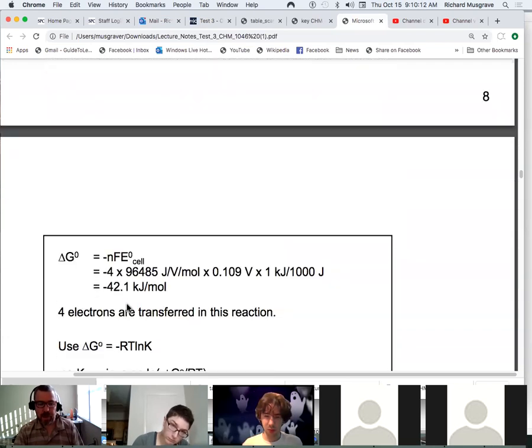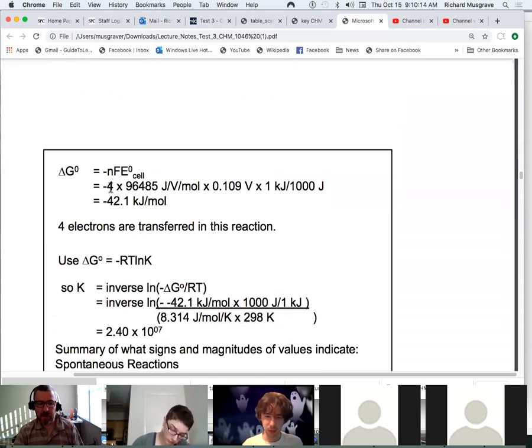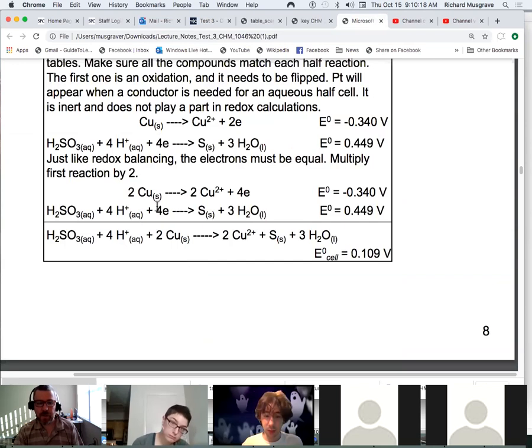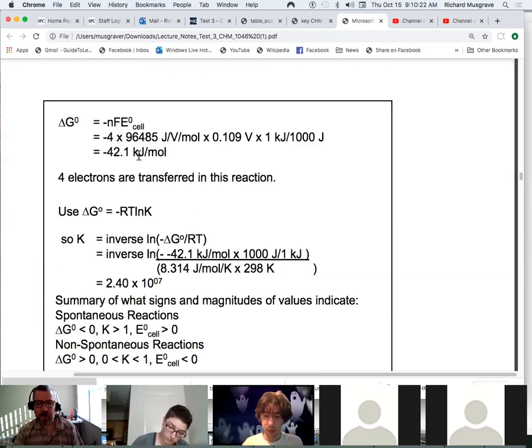Right. Once we've done that, then we can calculate the delta G value. We use 4 for the number of electrons transferred. That's why it's going to be important for us to balance these. And the Faraday constant, and then the cell voltage that we calculated. And that comes out to be negative 42.1 kilojoules per mole.